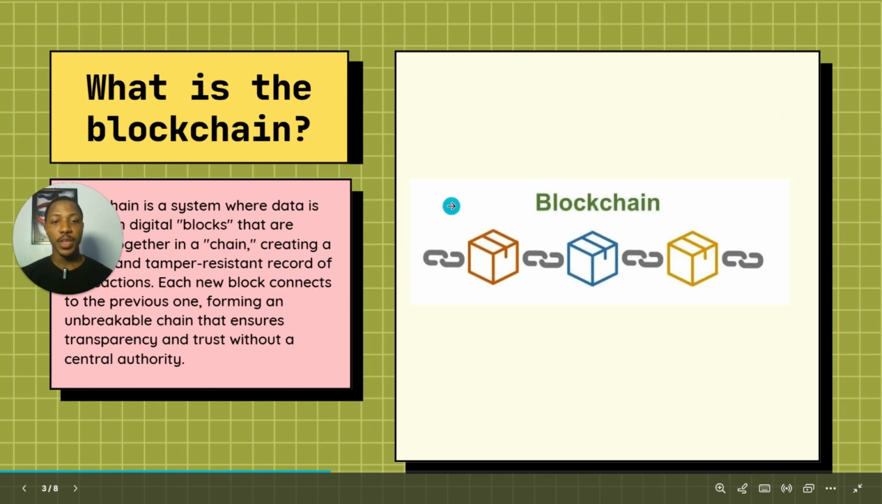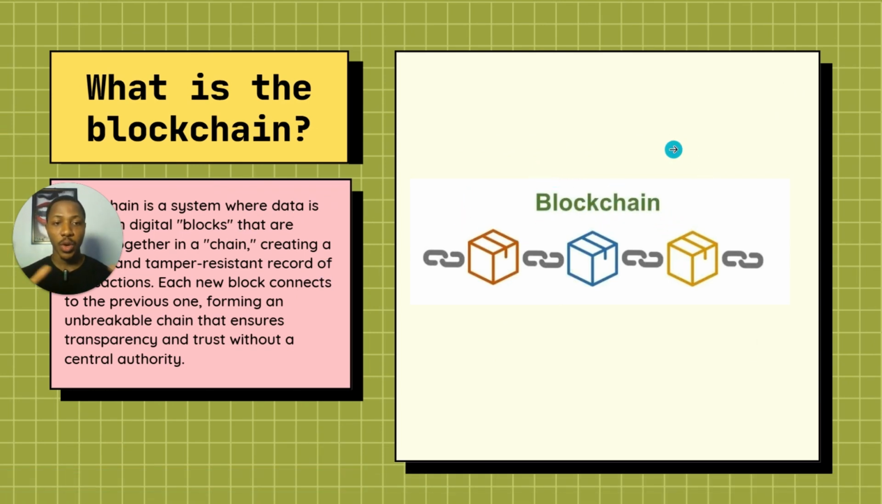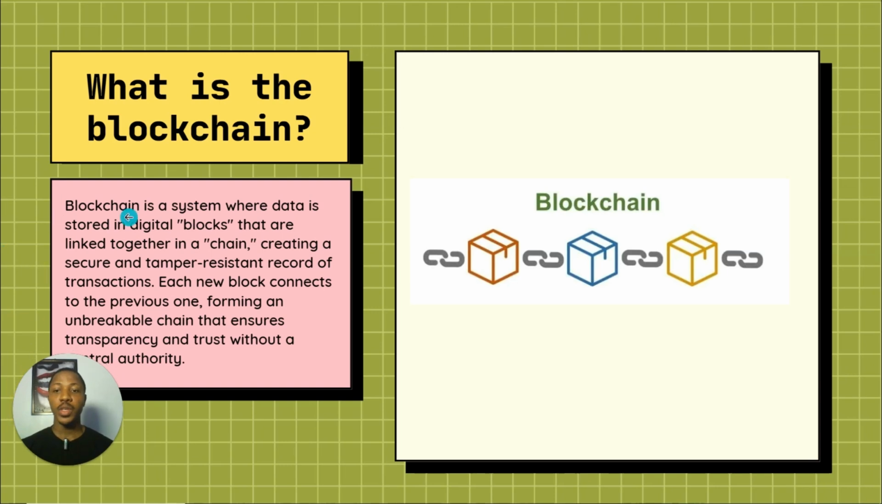So from the image, you can have a sense or a pictorial representation of what the blockchain looks like. It's just blocks containing information, data, and transactions linked together with a chain that forms the internet. So blockchain is just a system where data is stored in digital blocks and linked together in a chain, creating a secure and tamper-resistant record of transactions. Each new block connects to the previous one, forming an unbreakable chain that ensures transparency and trust without a central authority.